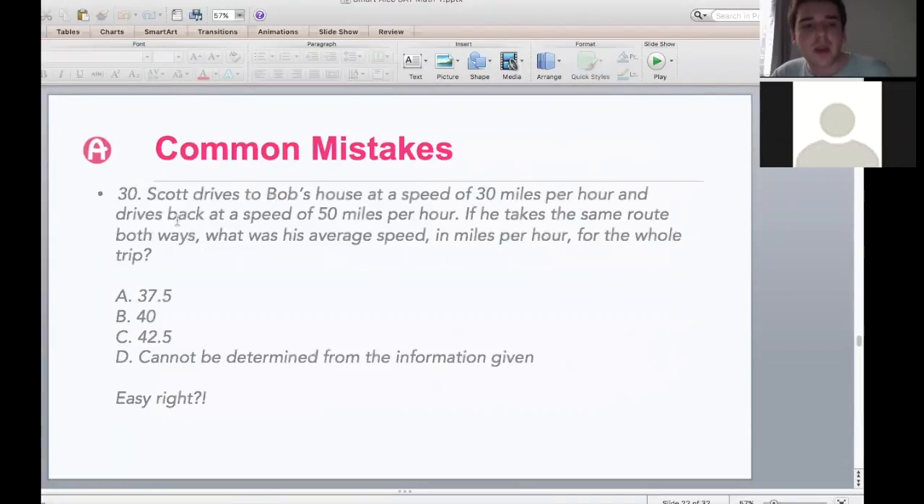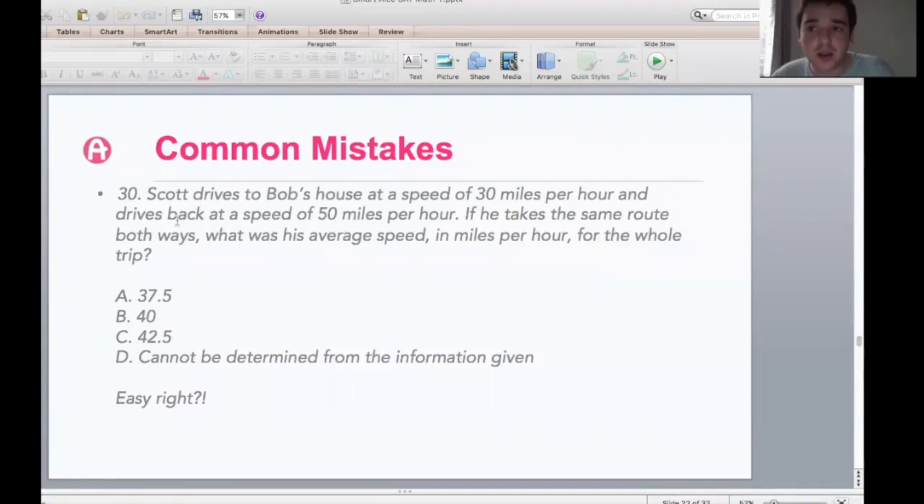Here's another. Number 30, a hard question. Scott drives to Bob's house at a speed of 30 miles per hour and drives back at a speed of 50 miles per hour. If he takes the same route both ways, what was his average speed in miles per hour for the whole trip? So this is a number 30, and I'm looking, and I think, 30, 50, round trip. So 30 plus 50 is 80 divided by 2, 40. Boom, B, that's the right answer. Now, there are some times on the test, like we've discussed, where that's all it takes to get it correct.